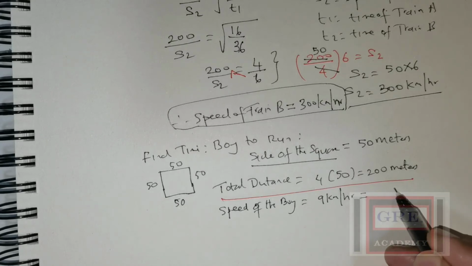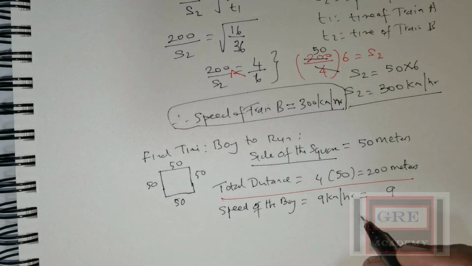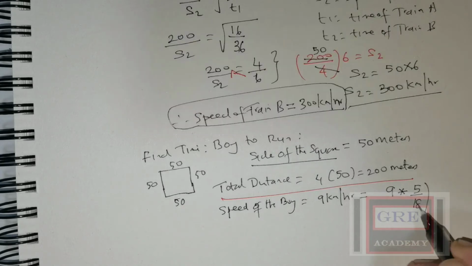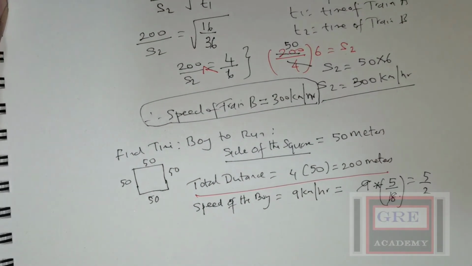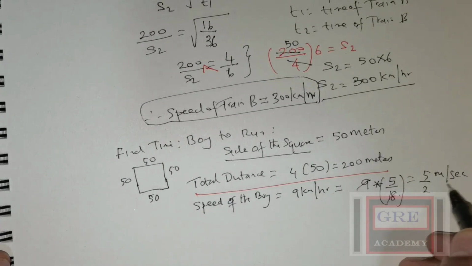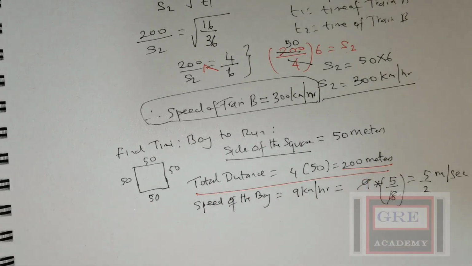To change the unit from kilometers per hour to meters per second, what we have to do is multiply 9 by 5 divided by 18. When we do that, we get 5 divided by 2, and that is nothing but meters per second. Why am I doing that? Because the total distance is given in meters. So we got the speed, we got the distance, so we need to use the formula.